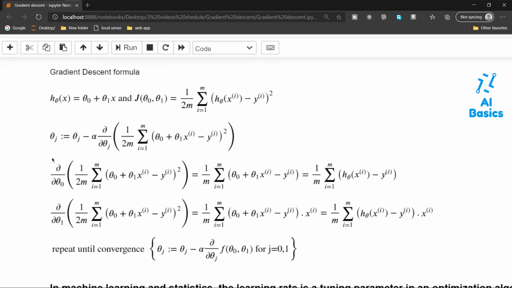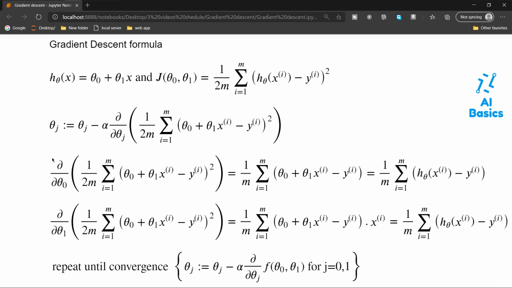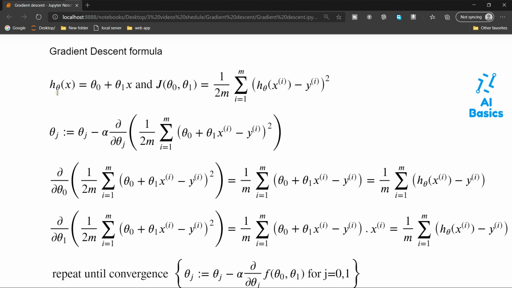These are the required mathematical concepts for applying the gradient descent formula. I will describe how these formulas came about. It is very easy. This is the equation y equals mx plus c. Here I wrote it in terms of theta naught and theta 1. h theta of x means y equals mx plus c, where m is theta 1 and c is theta naught.